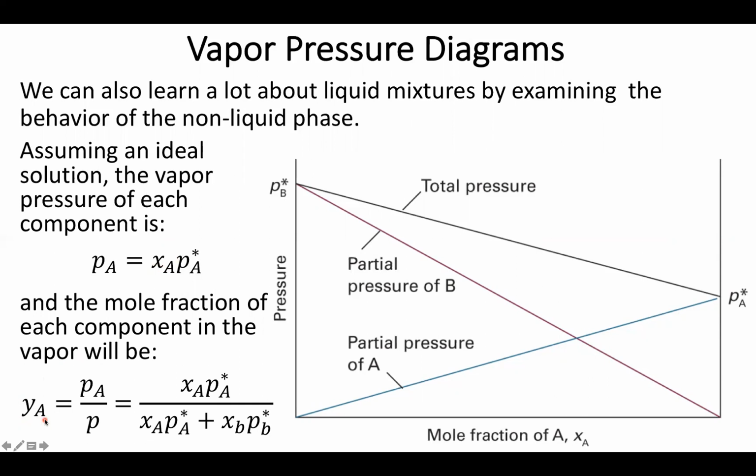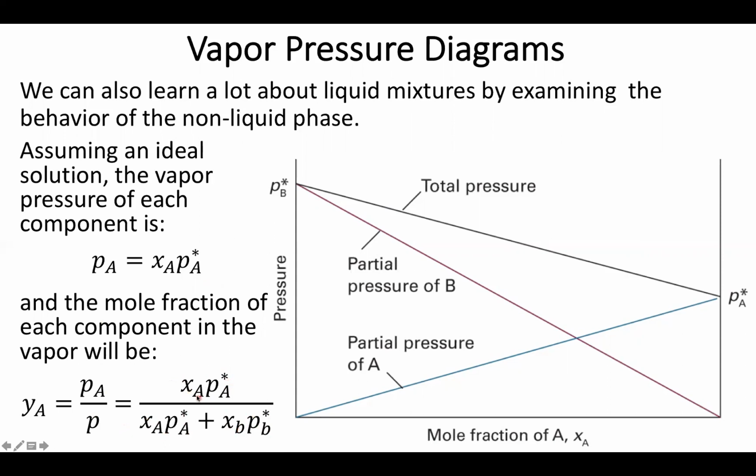Not too surprisingly, the mole fraction of the vapor is literally going to be the partial pressure of A over the total pressure. We just generated an expression to give us the partial pressure with respect to A, which is just going to be given by the mole fraction of A and the pure vapor pressure. Then we can divide that by the total pressure, which is essentially the partial pressure of A and the same expression for the partial pressure of B.